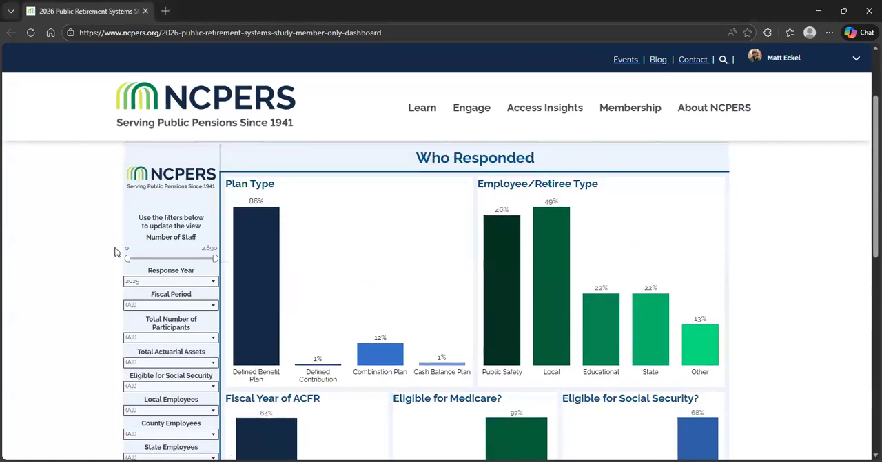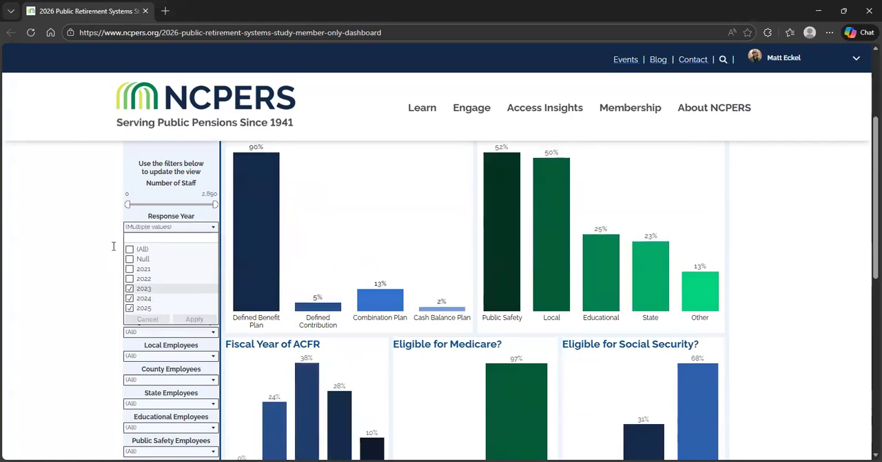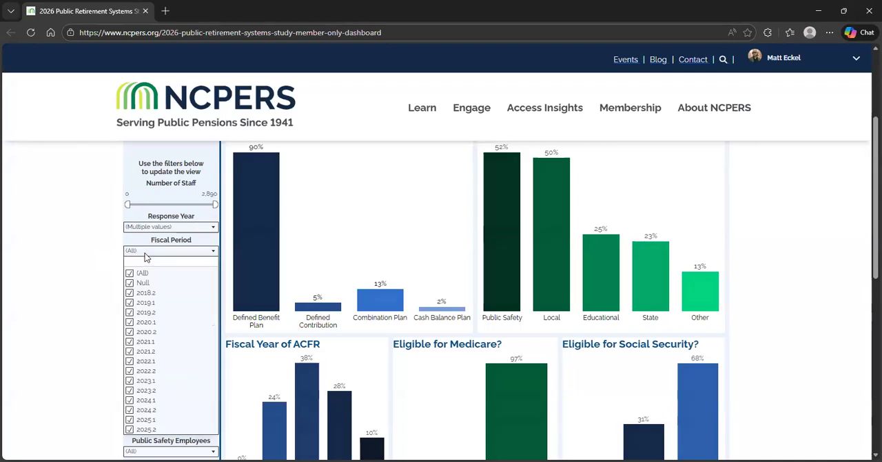Before diving into the charts, let's talk about the filters on the left-hand side. These filters allow you to customize what data you're viewing. You can narrow results by response year, here set to 2025, however, we can add some more. And you'll note that there is an instantaneous change in the relevant charts. You can also look at fiscal period, which represents half response years.